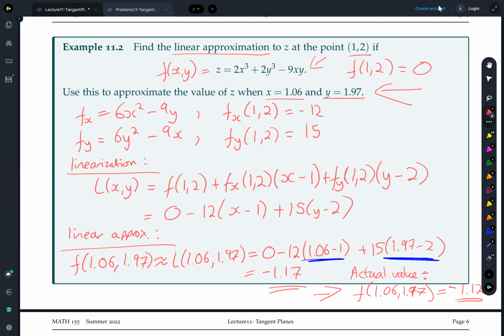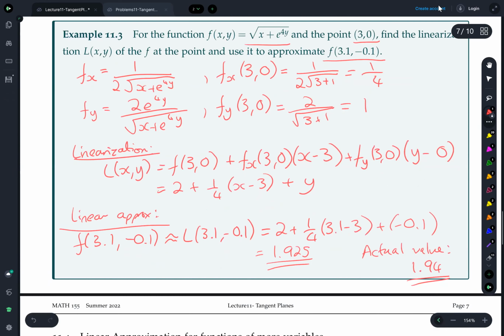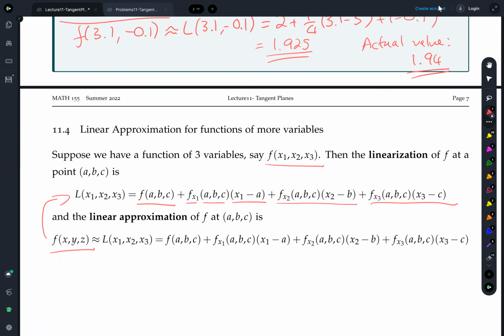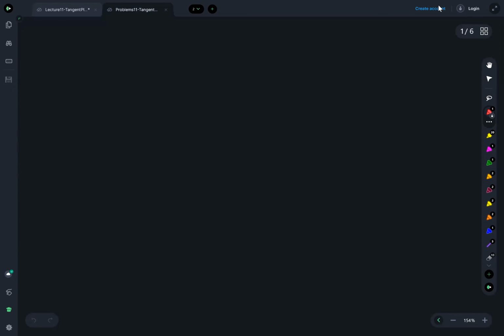Okay, let's work through some problems then. I don't think there was anything else. Oh, only to say that we can do exactly the same thing in more than 2 dimensions. We have a linear approximation in 1 dimension, 2 dimensions, 3 dimensions, and so on. It's exactly the same process. Okay, let's go through some problems.